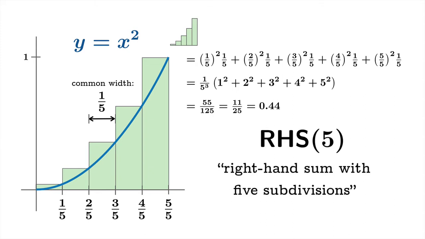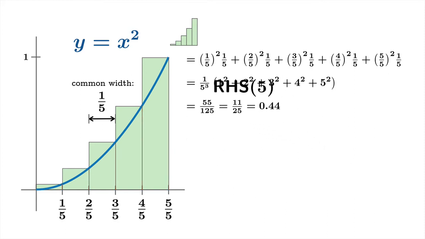And we're going to call this a right-hand sum with 5 divisions. The 5 is pretty obvious. We've chopped it up into 5 pieces. And the right hand refers to the fact that we're using right-hand endpoints within each subinterval to find the heights of the function. So we would say that the right-hand sum with 5 divisions here is 0.44.